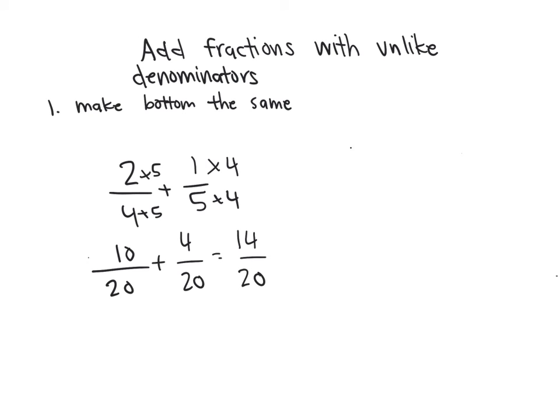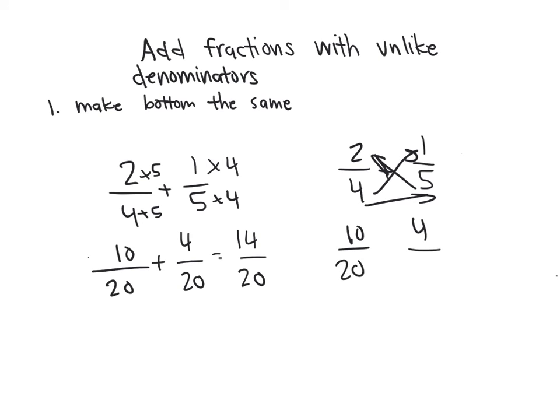Or I would do crisscross, so 2 over 4 plus 1 over 5, crisscross. Again, 5 times 2 is 10, 4 times 1 is 4, and then I multiply across to get my denominator, which equals 10 plus 4, which equals 14 over 20.